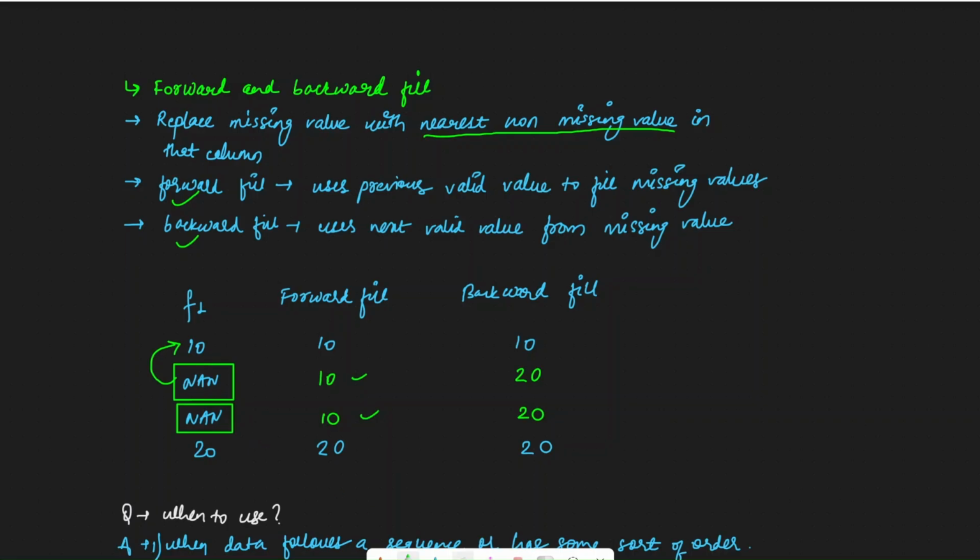In backward fill, we do the opposite. Here we find a value which is not missing, which comes just after the missing value. We found that these are the two missing values, and after that the non-missing value is 20. So in this column, we are replacing missing values via backward fill, and we are replacing them with 20. Always remember, forward fill means we look at the previous non-missing value, and backward fill means we look at the next non-missing value.